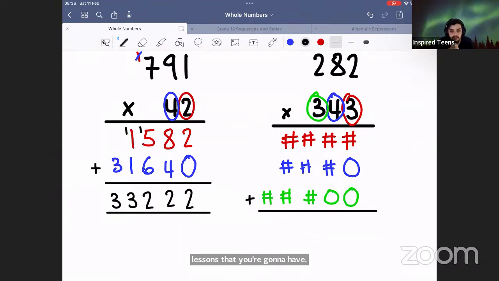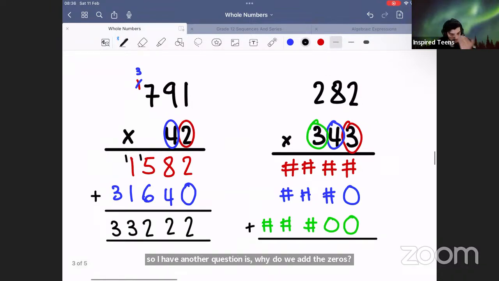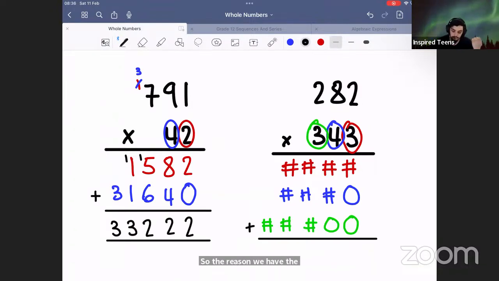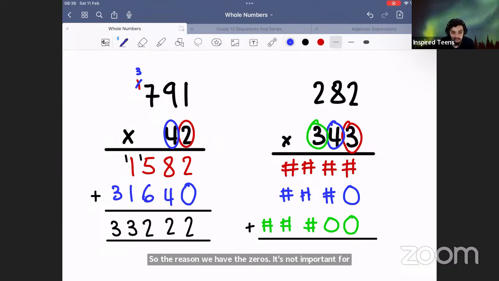Okay, so I have another question: why do we add the zeros? So the reason we add the zeros, it's not important for you to really understand, okay? It's more so important for you to understand when to add the zeros, okay?